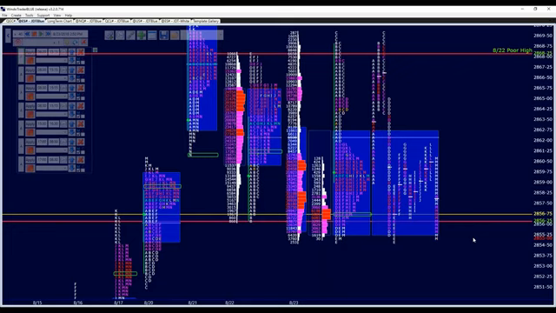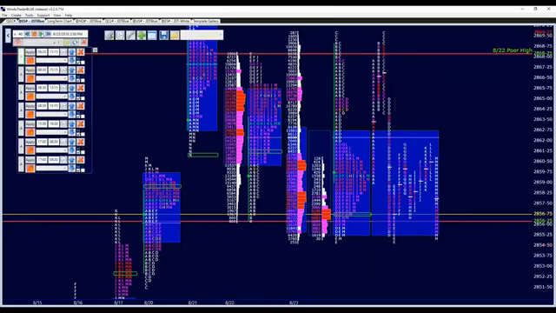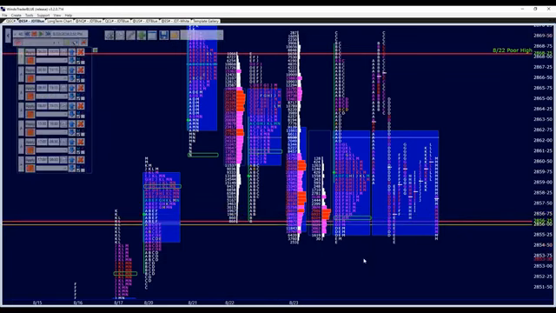Look at the lack of elongation and the B formation. All right, we're in the last period of the day. Let's go ahead and play it out. We now have what kind of a low? We have a poor low.